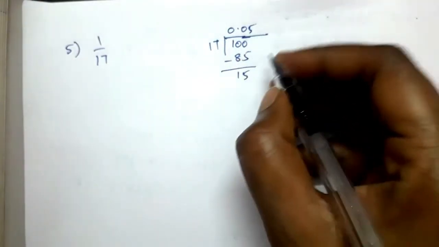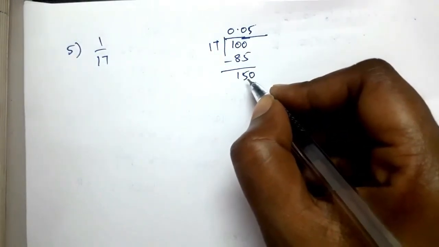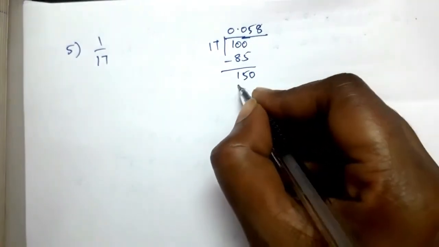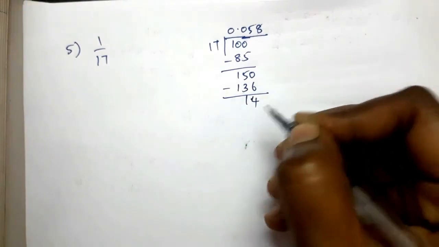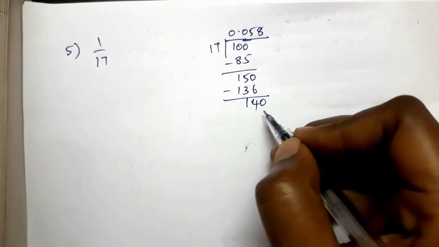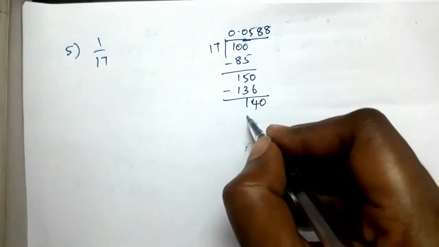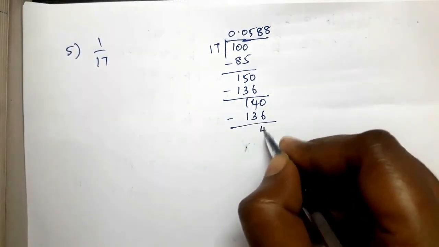Already we put the point here, so add one more 0. So now 150. In 150, 8 times is possible. So 8 17s are 136. Do the subtraction here, we should get 14. Again add one more 0. Now in 140, again 8 times is possible. So 8 17s are 136. Do the subtraction here, we should get 4.